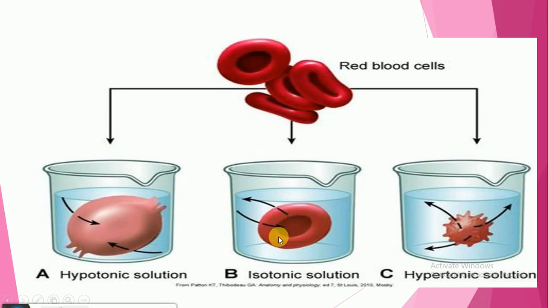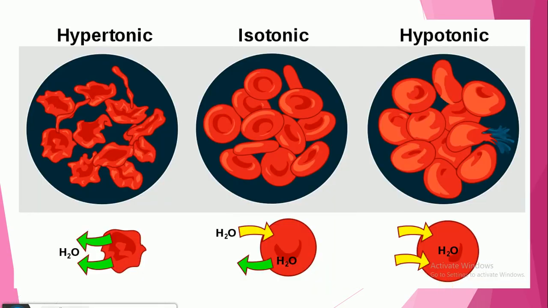And in the case of the hypotonic solution, its shape changes. You can say the hemolysis of red blood cells occurs here. And in the case of the hypertonic solution, plasmolysis occurs. Look here, the red blood cells become broken down, and shrinkage of red blood cells occurs. Further, in the next figure you can check it.